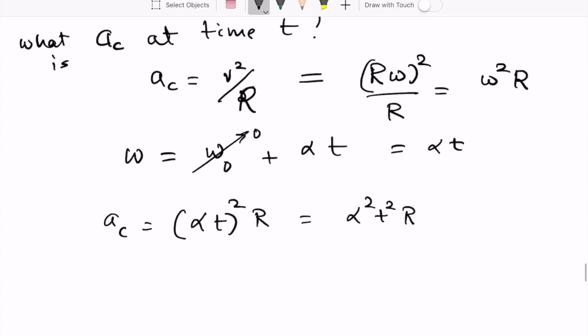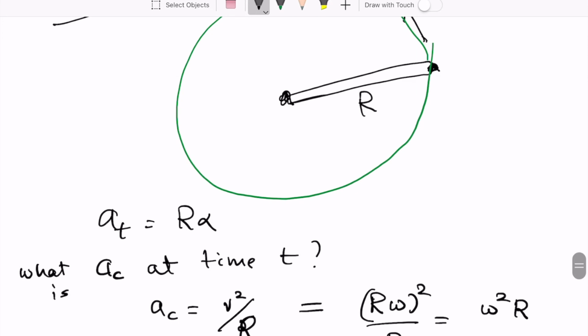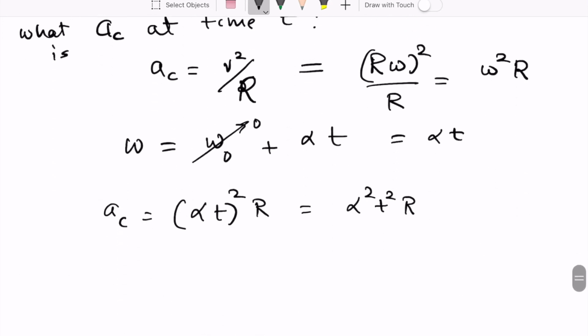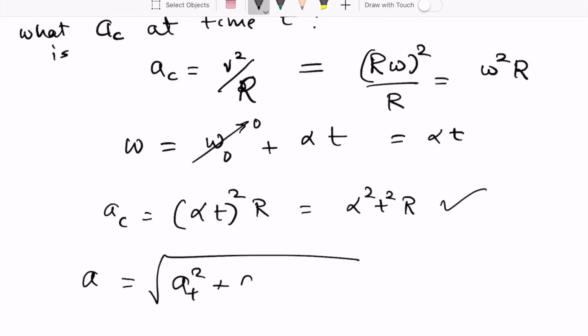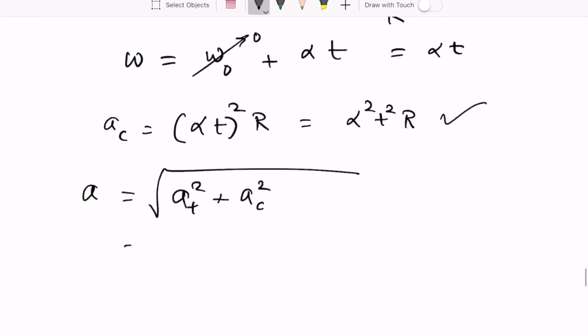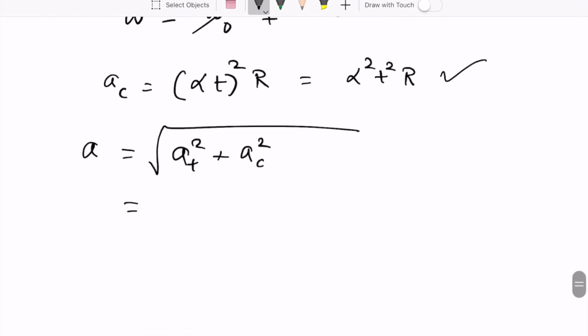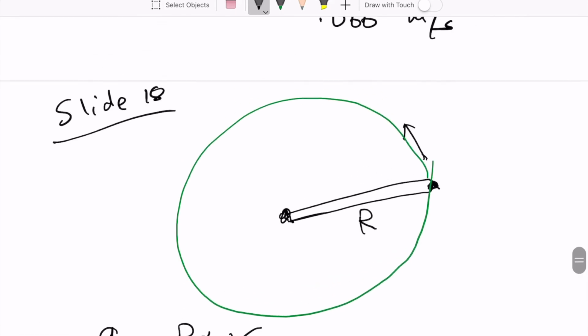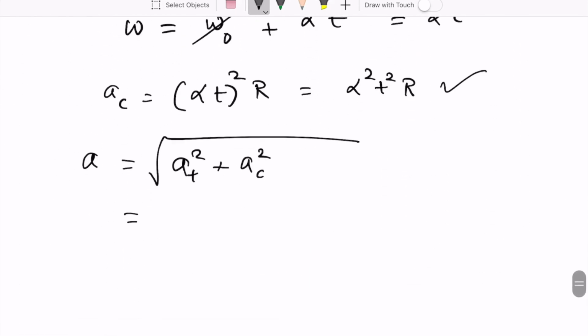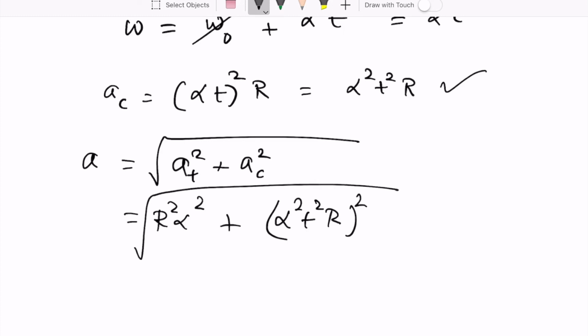And then the total acceleration is nothing but, so I know what AT is, I know what AC is. So the total acceleration is going to be the square root of AT squared plus AC squared. So that's going to be r squared alpha squared plus alpha squared t squared r, and this whole thing squared, and then the square root of that. Okay. All right.